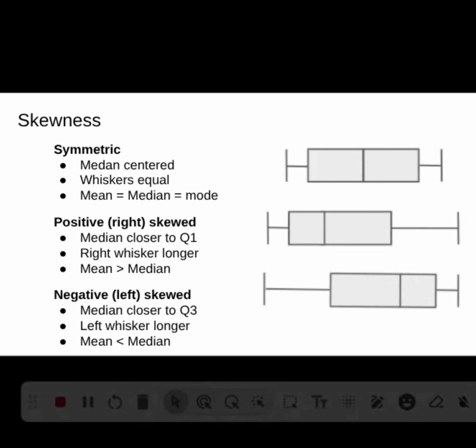For positively skewed data, there are some large values pulling the mean to the right. So the mean is greater than the median. Now for negatively skewed data, there are some small values pulling the mean to the left. So the mean is less than the median.